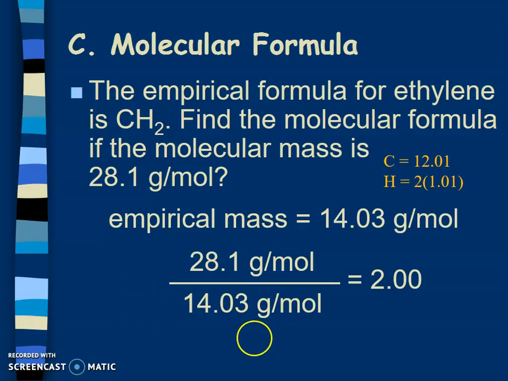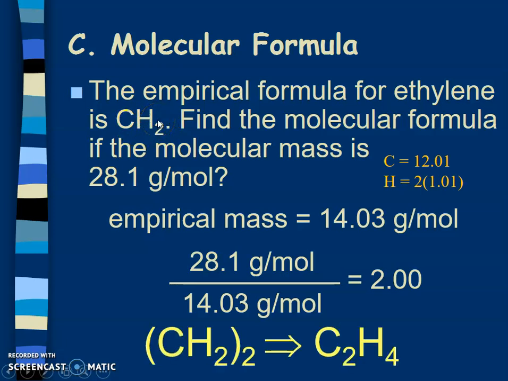We got this number 2. Now what we're going to do is multiply all of the subscripts in the empirical formula by 2. So there's 1 C. 1 times 2 becomes 2. There's 2 H's. 2 times 2 becomes 4. So my molecular formula, or my true formula for this compound, is C2H4.